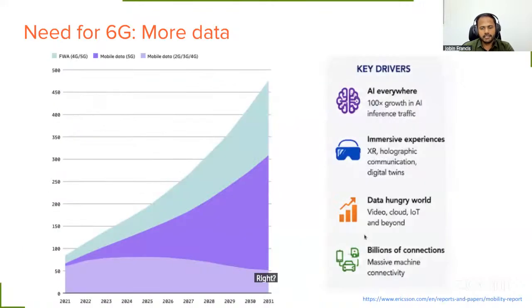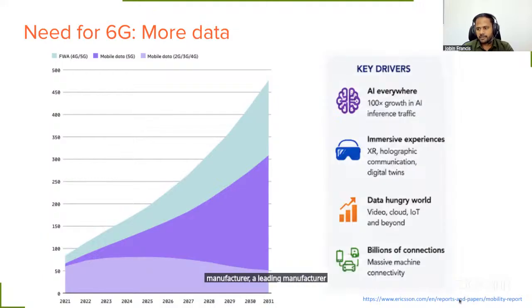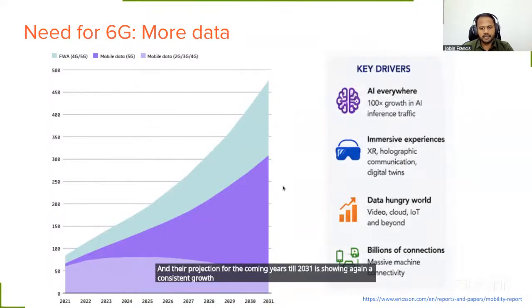And if you look at the projection for the years ahead, the trend is expected to continue. This is also coming from Ericsson, a leading telecom equipment manufacturer, and their projection for the coming years till 2031 is again showing a consistent growth. It is this trend of requirement for data that is expected to continue.